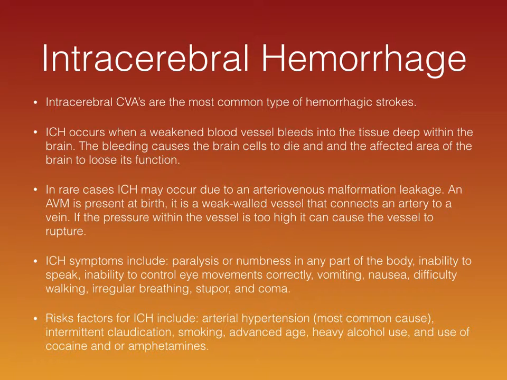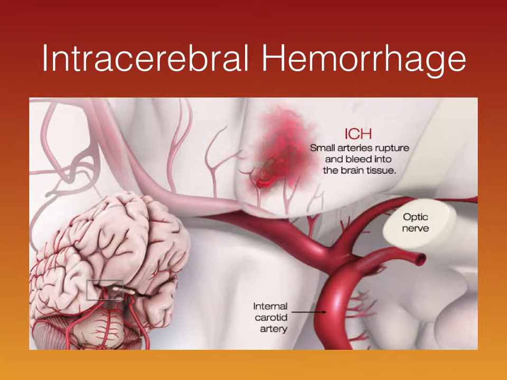Risk factors include arterial hypertension, which is the most common cause, intermittent claudication, smoking, advanced age, heavy alcohol use, and use of cocaine and/or amphetamines. So here's a picture of an intracerebral hemorrhage. You can see the smaller arteries diving deep into the brain tissue. When these rupture, that's what causes an intracerebral hemorrhage.